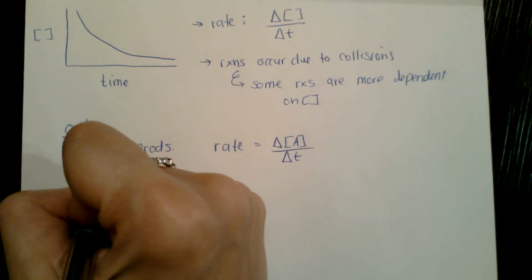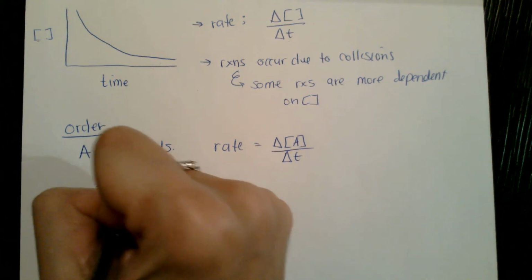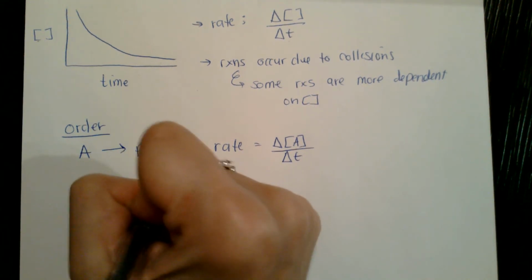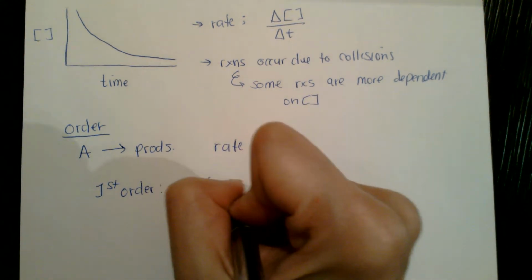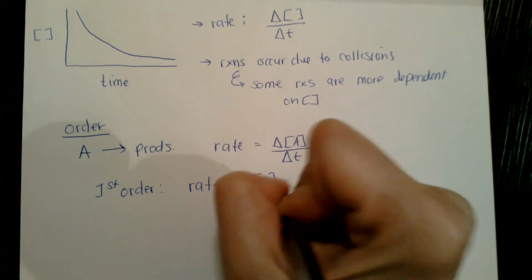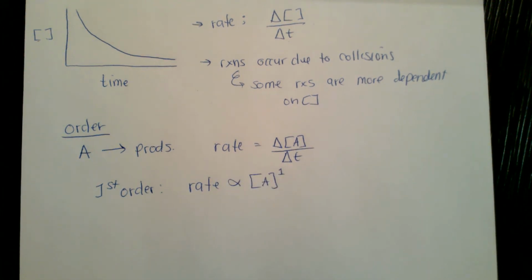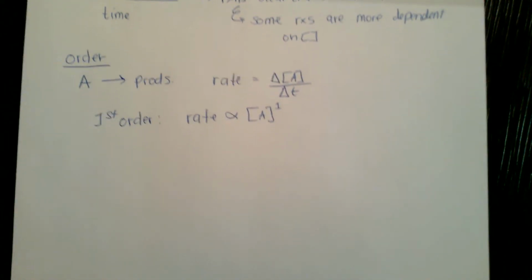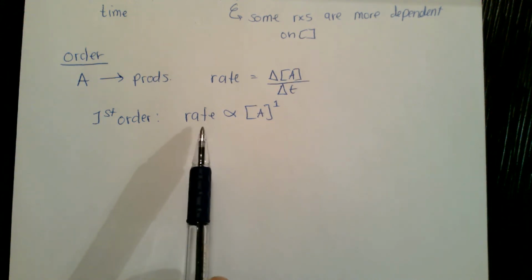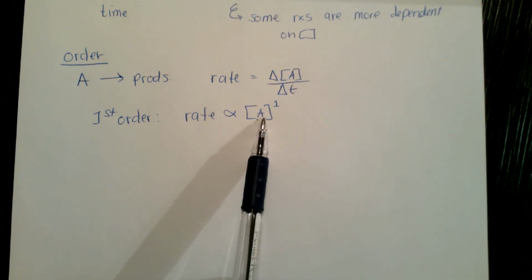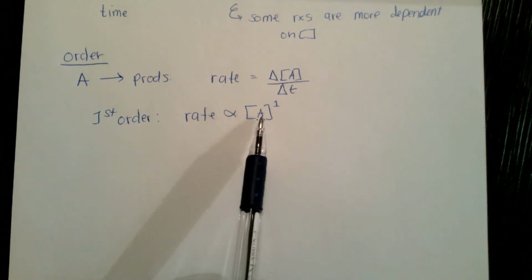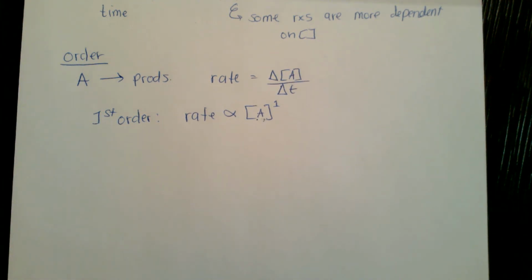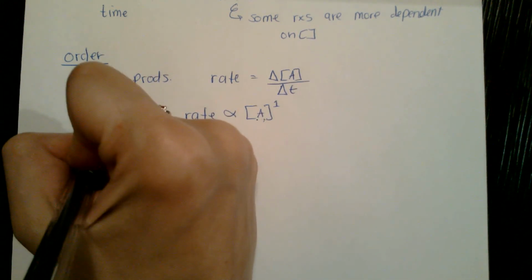The most common rate order we see is something called first order. If A is first order, the rate is proportional to the concentration of A to the first power. Which would mean, for example, if you doubled the concentration of A, you would double the rate. Or if you triple this, you triple this. So whatever happens to A essentially happens to the rate. Things that are more dependent have higher order.